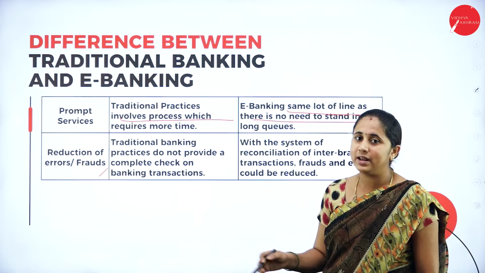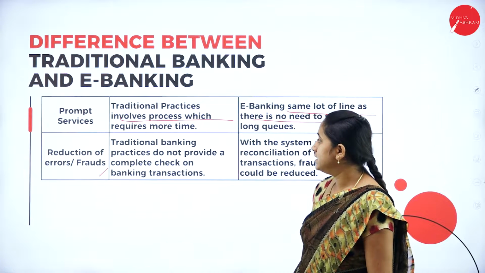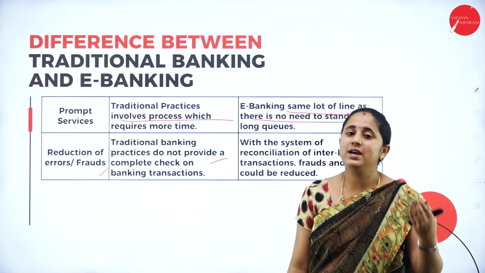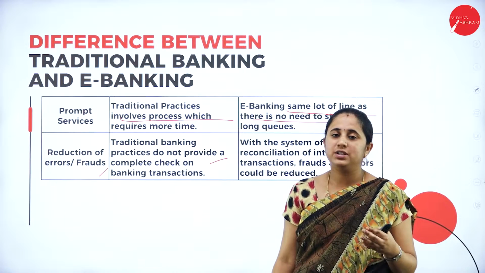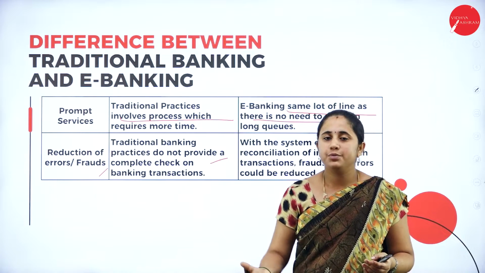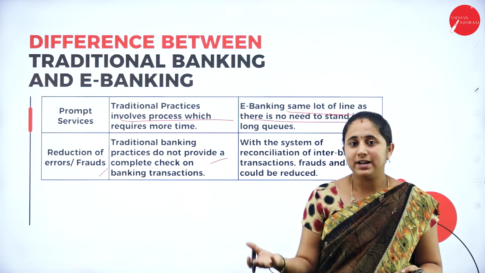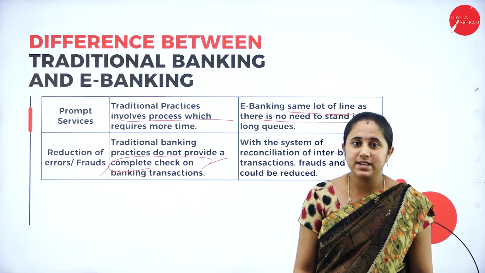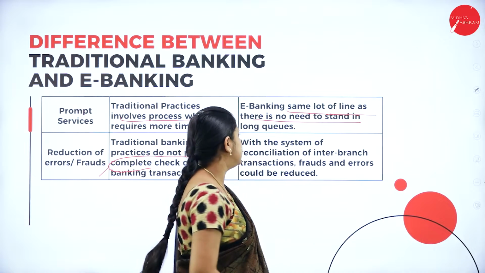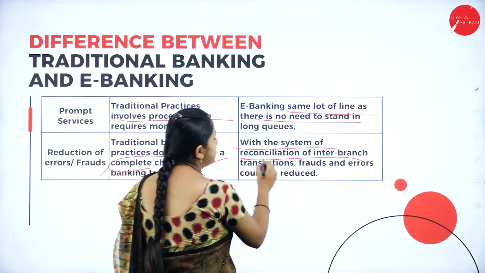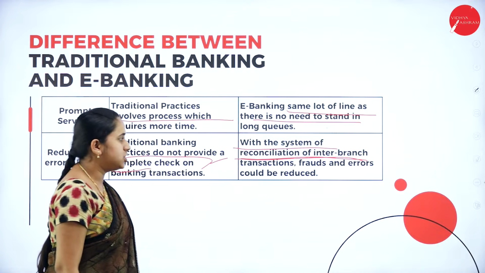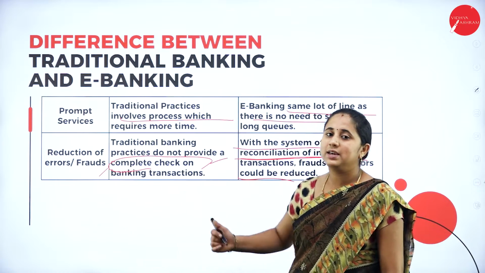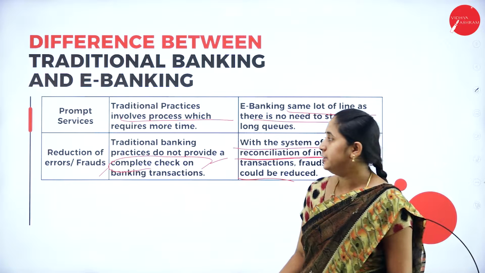Next one, reduction of error or fraud. Traditional banking practices do not provide a complete check on the banking transaction. The employees or the banker will undertake all the transaction. They are going to enter all the information or details. But here, under traditional banking, the customer will not get complete check on the banking transaction. But in the e-banking system, with the system of reconciliation of inter-branch transaction, frauds and errors could be reduced. So with internet banking, e-banking, frauds and errors can be reduced.